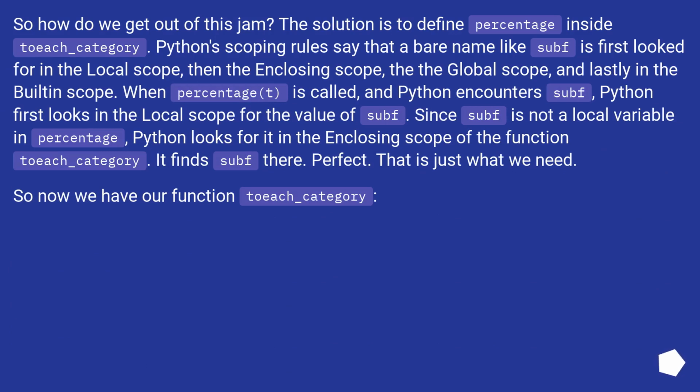The solution is to define percentage inside to_category. Python scoping rules say that a bare name like sub is first looked for in the local scope, then the enclosing scope, then the global scope, and lastly in the built-in scope. When percentage(t) is called, and Python encounters sub, Python first looks in the local scope for the value of sub. Since sub is not a local variable in percentage, Python looks for it in the enclosing scope of the function to_category. It finds a sub there. Perfect. That is just what we need.